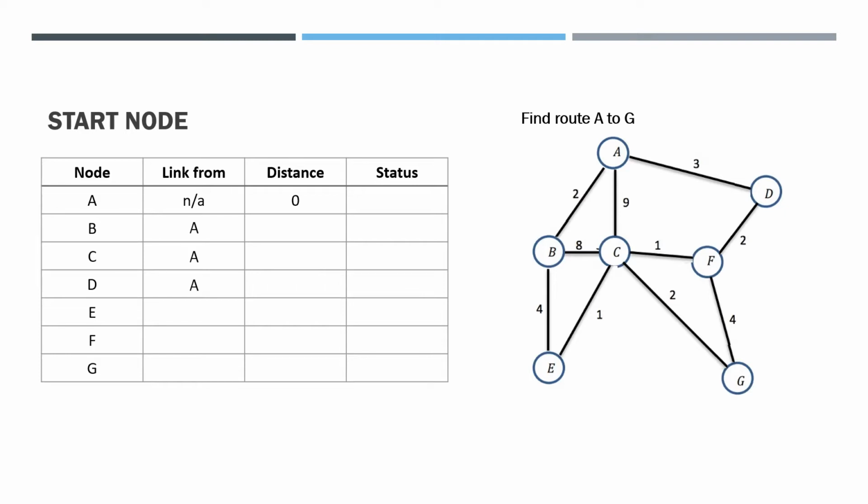The next thing we have to do is to look for all the nodes that you can get to from A, and that is B, C and D. So I've written A next to B, C and D. There's a link to them from A. And now fill in the distances: 2, 9 and 3.